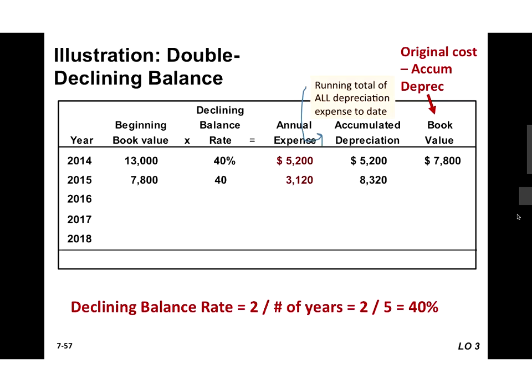The book value at the end of the year will always be $13,000 minus $8,320, which is $4,680. Okay, so it's always the original cost less the accumulated depreciation balance for this year.